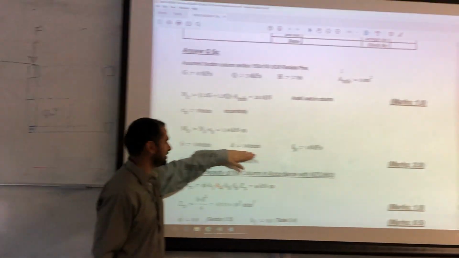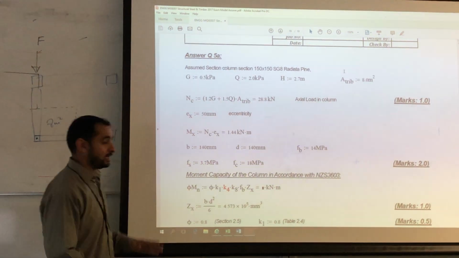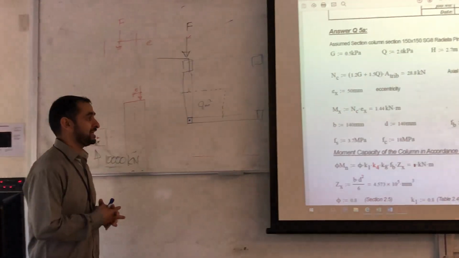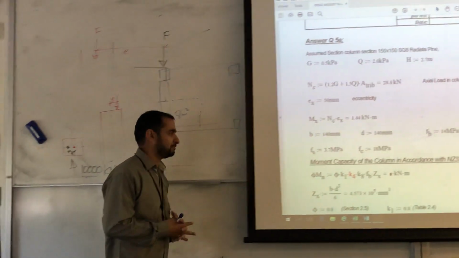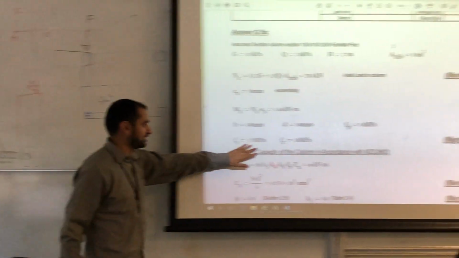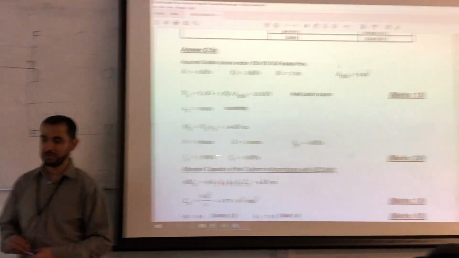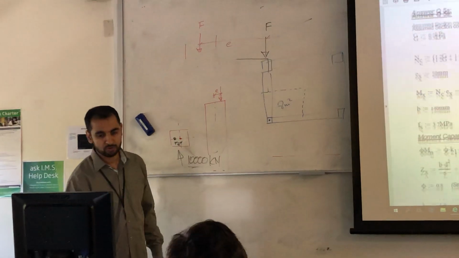So B is 140, D is 140, FB is equal to 14. Remember, it's a dry condition. If it was wet condition, then this would be 11.7 or lower, or depend on the timber grade. FS, that's the shear strength, 3.7, FC 18 MPa. Again, if it was wet, those might be different.